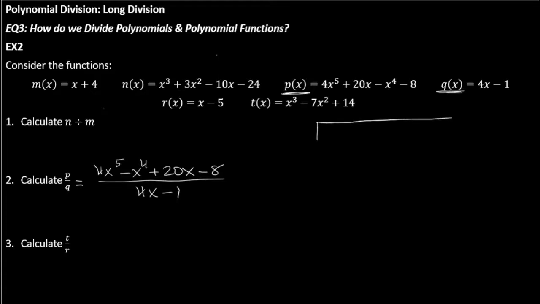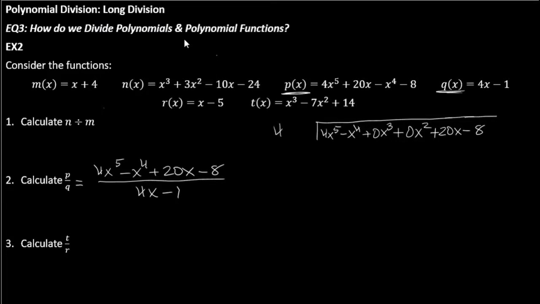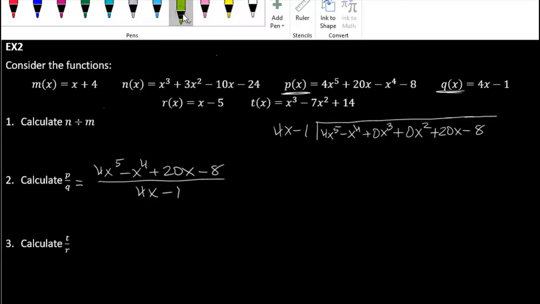So top number is going to go in the box. So 4x to the 5th minus x to the 4th. That is important. So there is no x to the 3rd, so we're going to say plus 0x to the 3rd. That's important again for place value. There's no x squared, so we're going to say 0x squared. And there is a 20x, and there's a constant. Okay, so now I'm going to go ahead and write my divisor out here, 4x minus 1. And I'm not going to worry too much about the color coding this time.